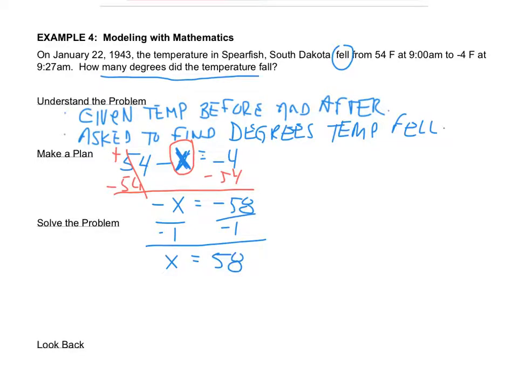Okay, so with that, to solve the problem, it fell 58 degrees Fahrenheit. Again, remember, you always want to make sure you have that label.